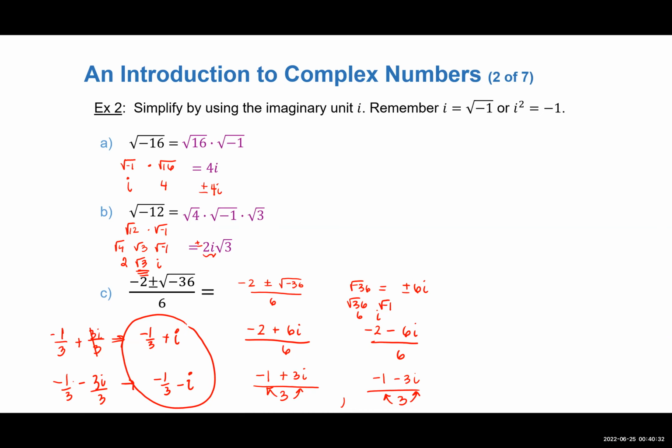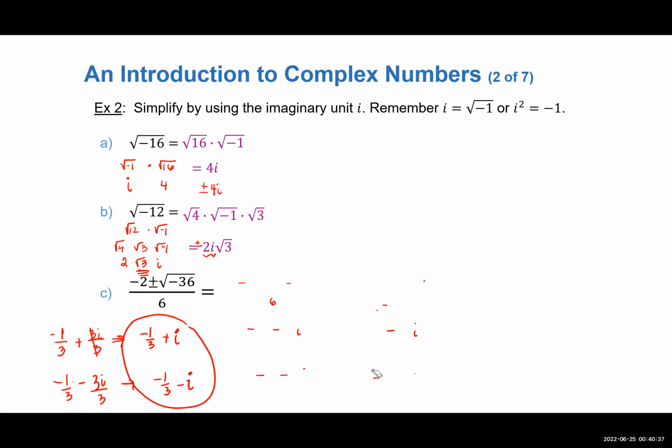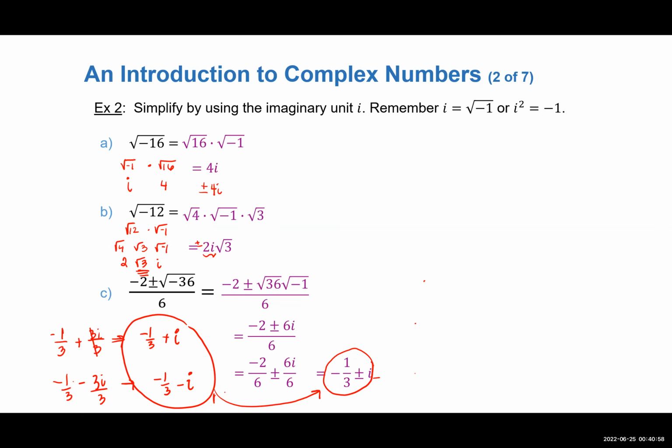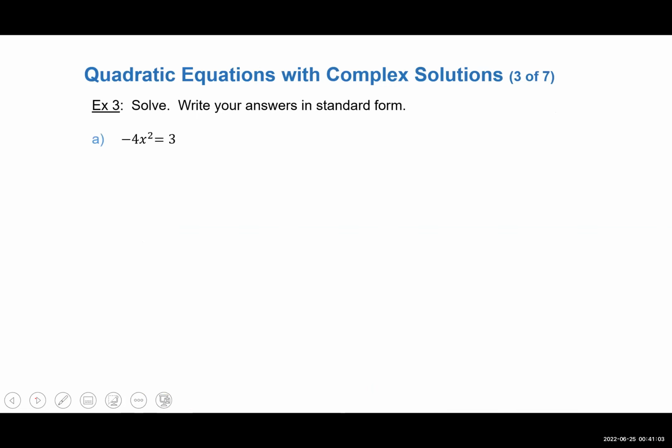So let's look at this again, but from the standpoint of the textbook, and see what we come up with. Okay. So they just separated it just like that and then put them back together. -1/3 plus or minus i, which is the same thing as this. Okay. Write your answer in standard form because we're going to solve this.